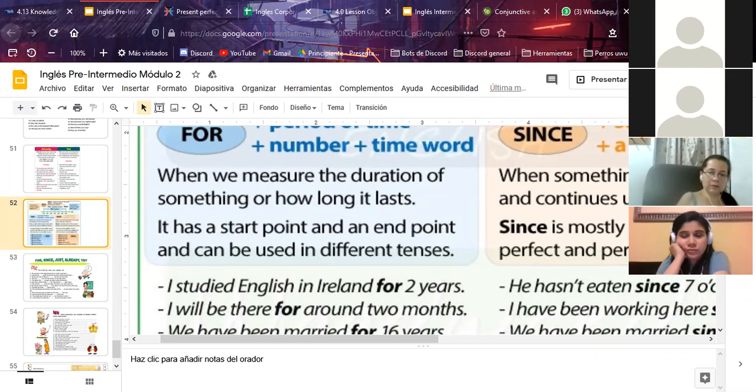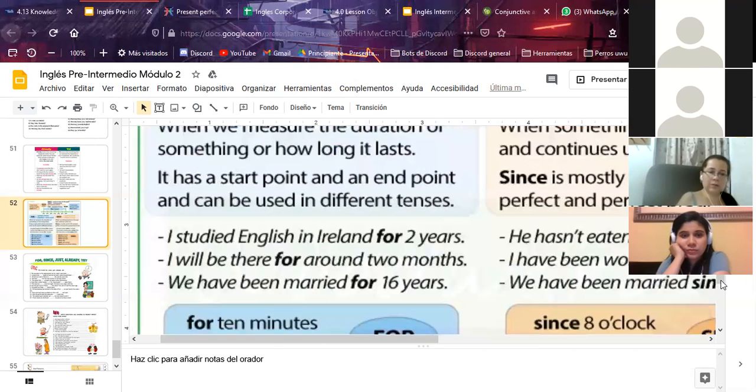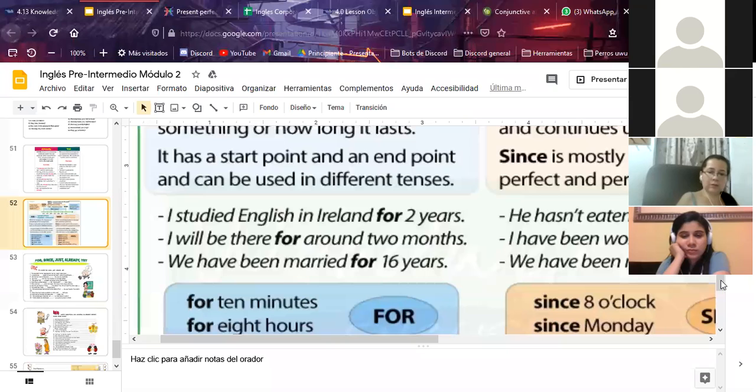And it can be used in different tenses. So for example, I studied English in Ireland for 2 years. In this case, this is simple past, because for is possible to use it with past, with present perfect, okay? The other one is in future, as you can see. I will be there for around 2 months. So it's a period of time in the future. We have been married for 16 years. That is too much. Anyways, so it's going to be like a period of time where you have been married.